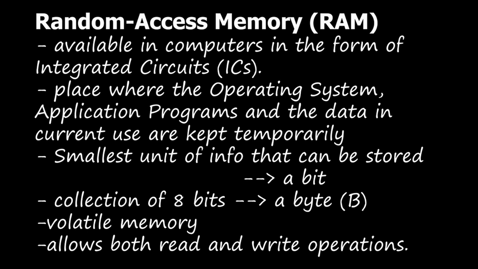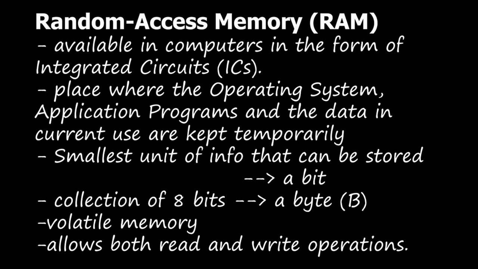The smallest unit of information that can be stored in memory is called a bit. The memory can be accessed as a collection of 8 bits. That means we'll say it as a byte. A collection of 8 bits is a byte. A byte is denoted by a capital B.